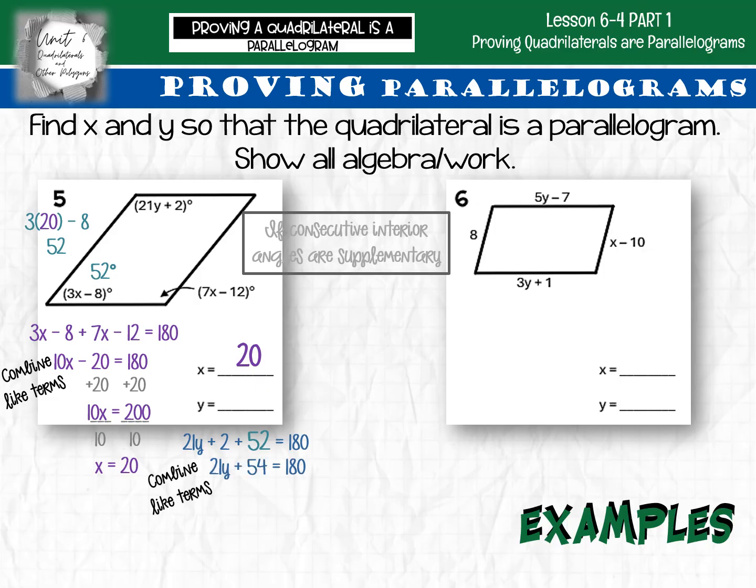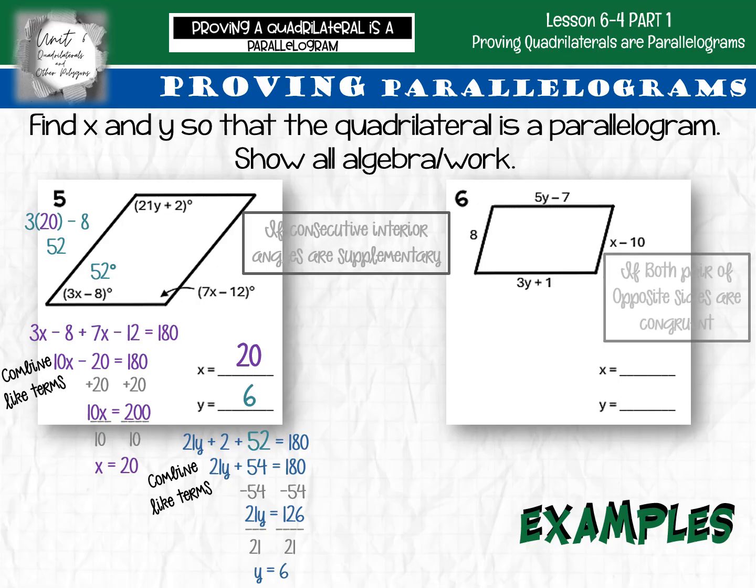Combine like terms. 21y plus 54 is 180. Subtract 54 on both sides. 21y equals 126. Divide both sides by 21. Y is 6. So if x is 20 and y is 6, then that quadrilateral is a parallelogram.